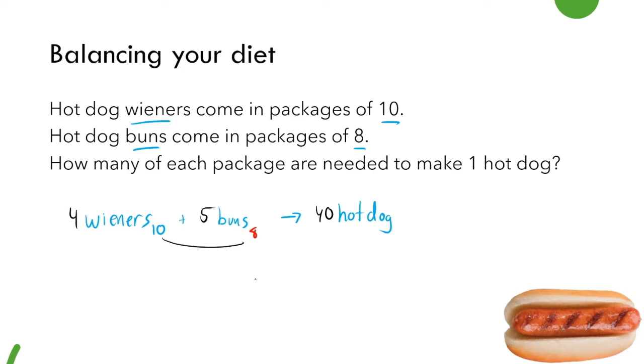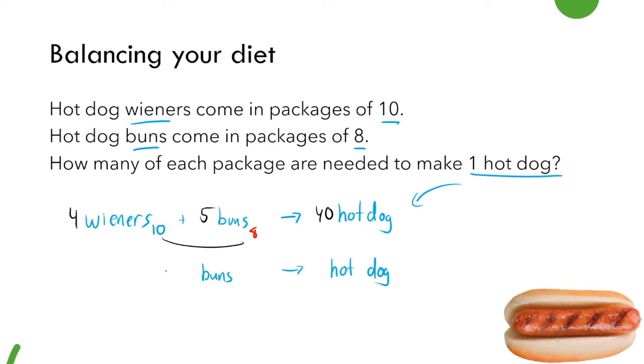Depending on where you went to high school, you might have stopped there. For a lot of university questions, you're going to need to take this one step further, or maybe consider it in a different way. This question is very specifically asking how many of each package are needed to make one hot dog. In other words, we need to end with a single hot dog. Right now, we have 40 of them.